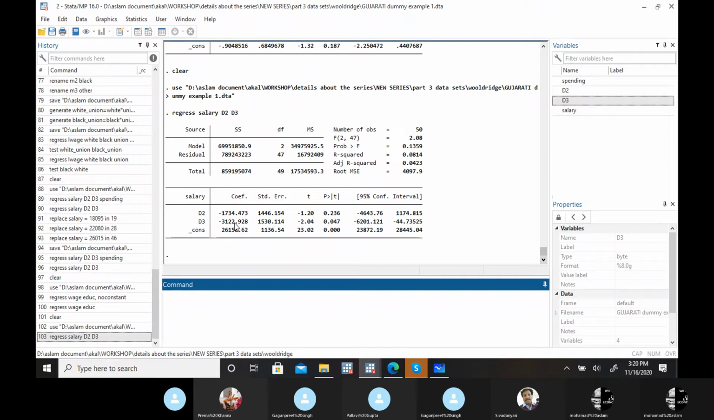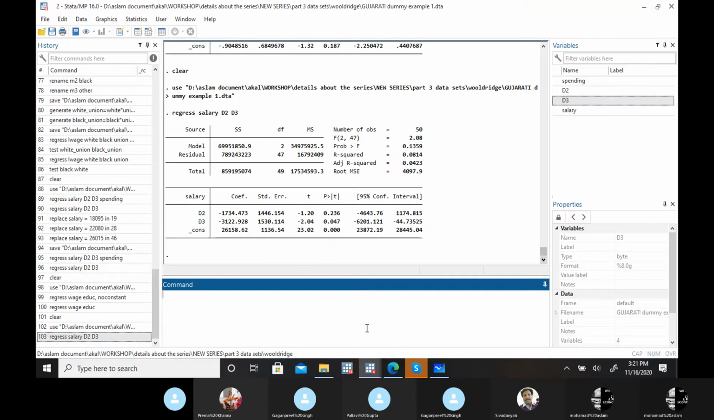Third, the average annual salary of public school teachers in South is less by 3,265. It means it is less than West. You have to subtract it from 26,158, and that will be the average salary of school teachers in the South. But that we only interpret when this particular individual coefficient is significant, otherwise not.